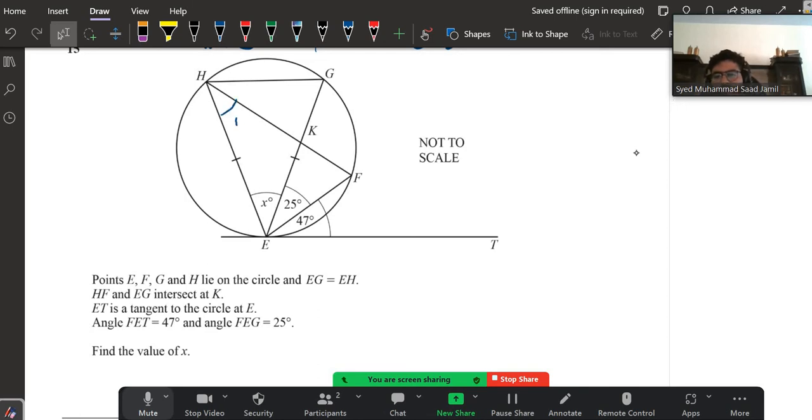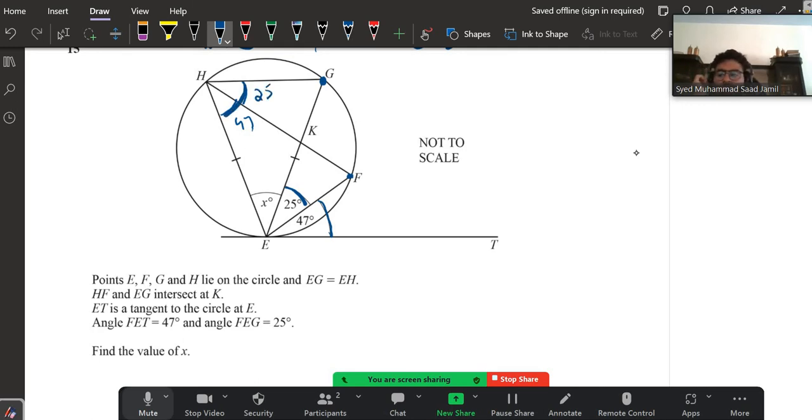H is also going to be 47, reason being the alternate angle theory. Whenever you have a tangent and an angle like this, it is always equal to this opposite side. So this is how I got 47. Moving on, this 25 is coming from F and G, and H is also coming from F and G. So this theory is angles in the same segment. So this side is going to be 25.